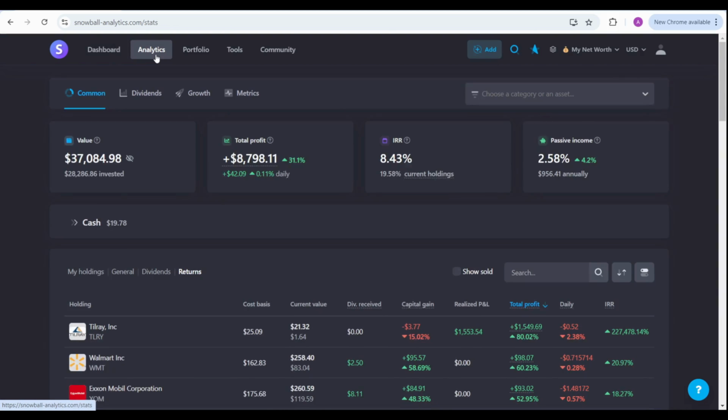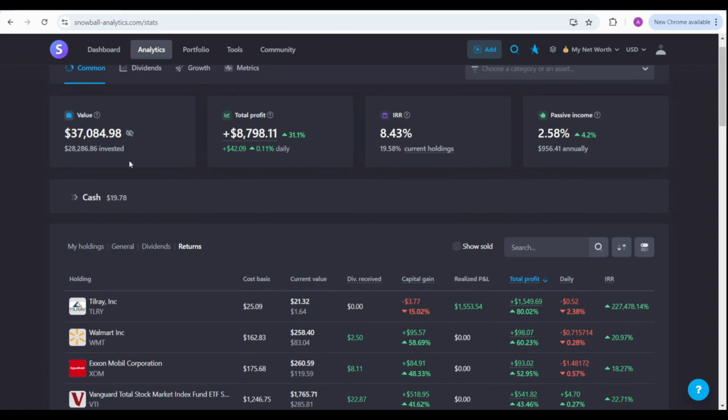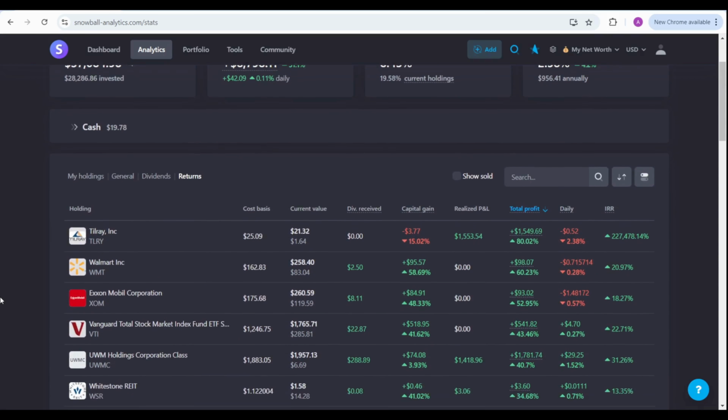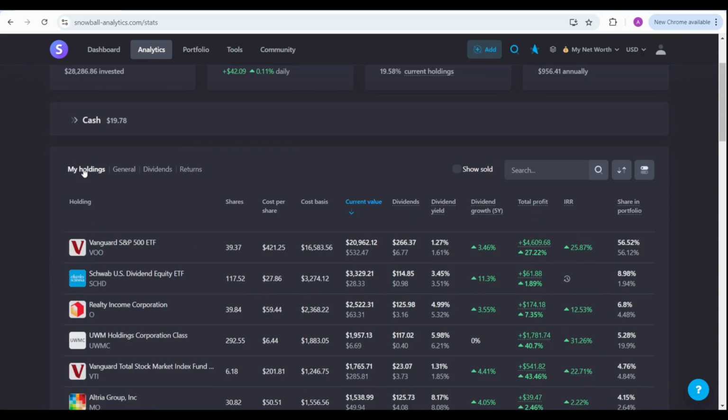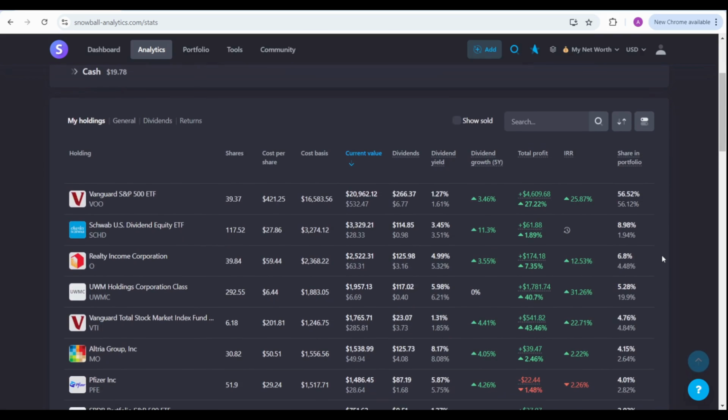So let me go over to this next tab for analytics. So again, you have those same metrics up on top, the portfolio value, profit, passive income, and IRR. But then you can go into your holding section, and this way you can keep an eye on the overall portfolio weight by position. So over here on the right, you can see that 56.52% of my portfolio is set in VOO, and just under 9% is going to be in Charles Schwab's SCHD.